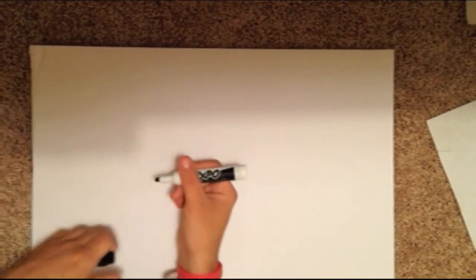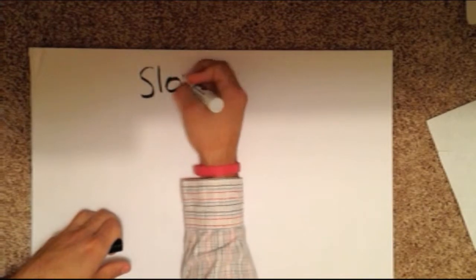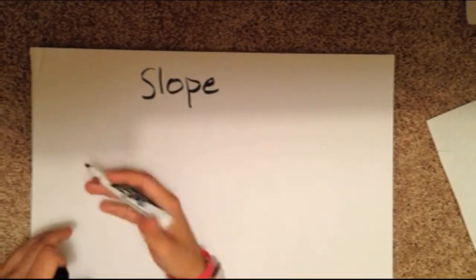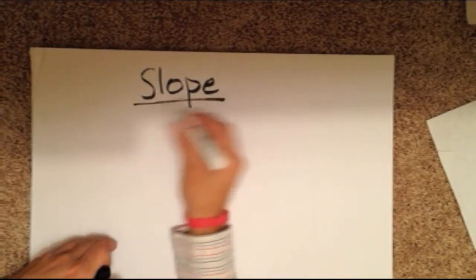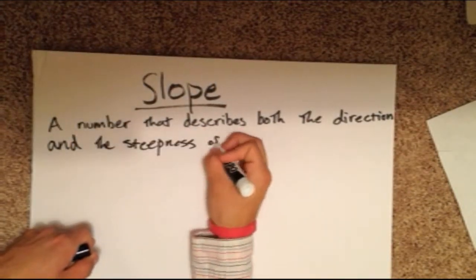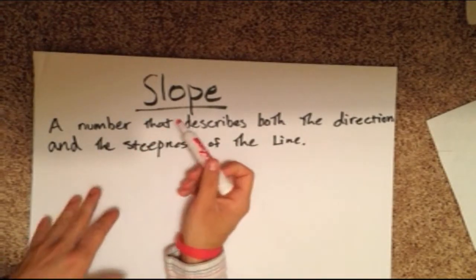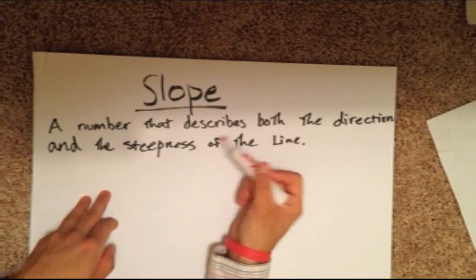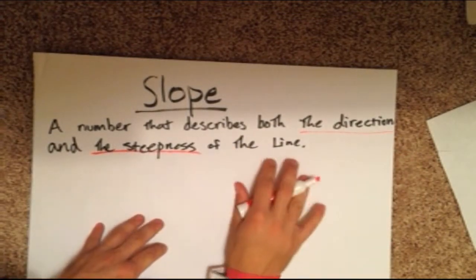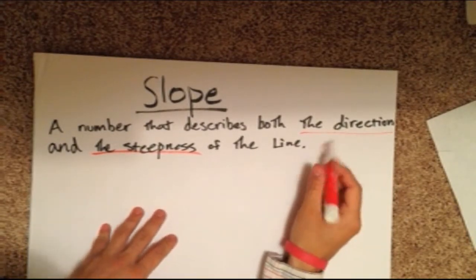Today, we're going to be talking about the concept of slope. We're going to start by looking at the definition of slope. The definition of slope is a number that describes both the direction and the steepness of a line. First, I want to look at the direction.